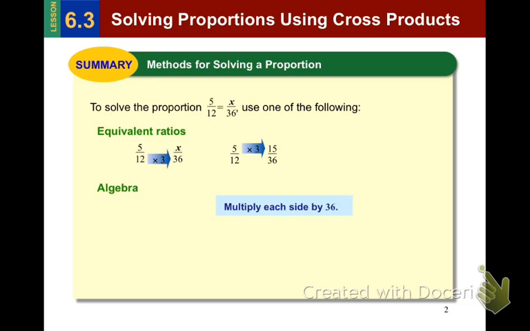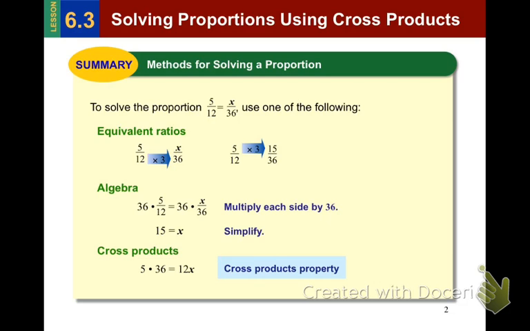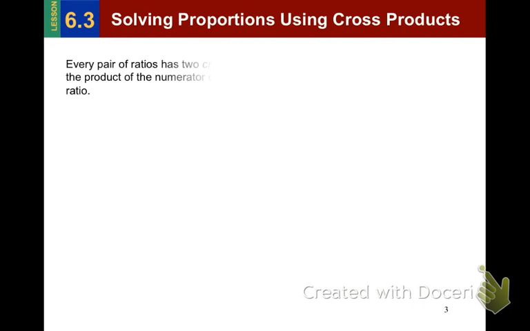Then the other thing to be looking at is algebra. Since you have a proportion with a variable, you can undo the operations that are happening to that variable. In this case, you'd be multiplying both sides by 36 and then solve that way. And finally, the last method would be cross products. And in a ratio, you have that the cross products of the ratio are equal, so you can come up with an equation and solve it.